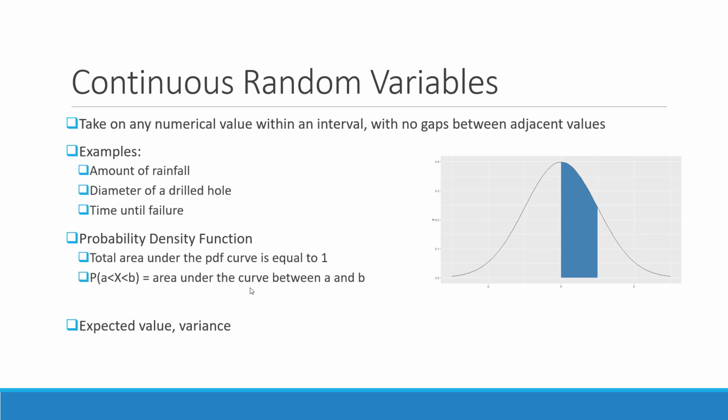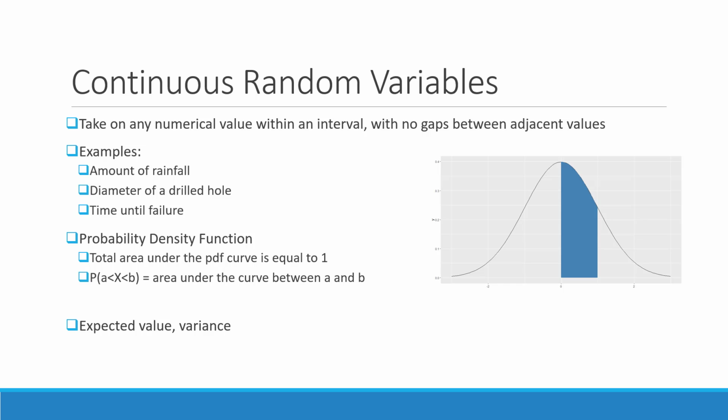Just before the midterm, we looked at the distribution when the random variable had distinct or discrete values. Now let's look at the probability distribution when the random variable can take any value within a continuous range. Examples could be the amount of rainfall a region receives in a year, or the diameter measurements on parts, a drilled hole, or the thickness of a plate, or it could be time until failure.